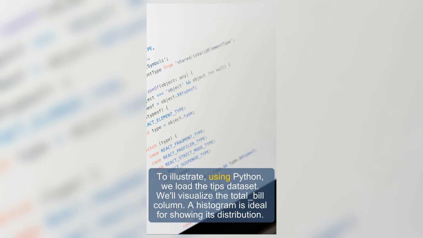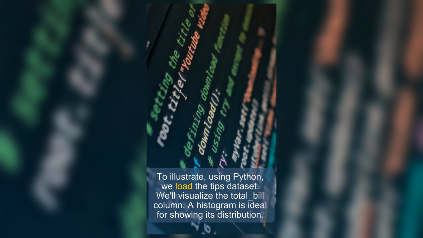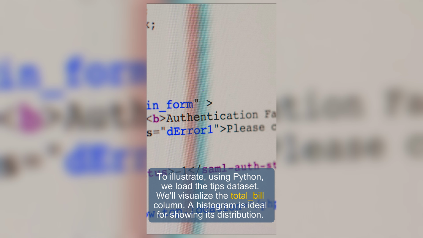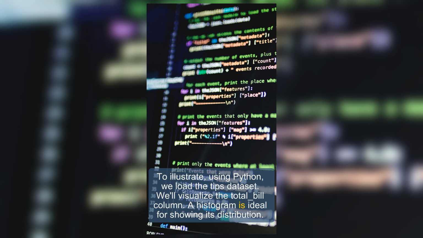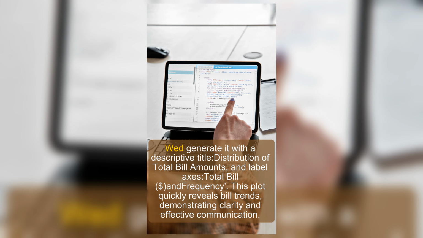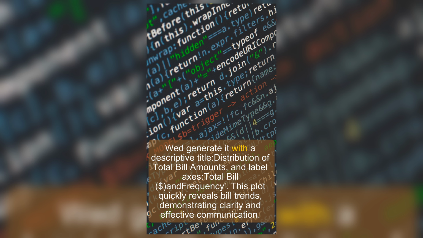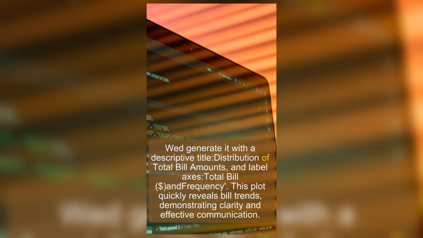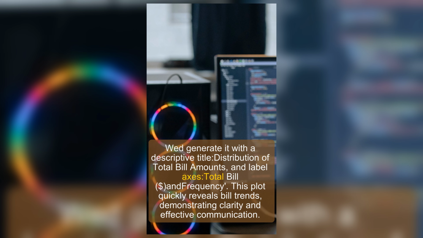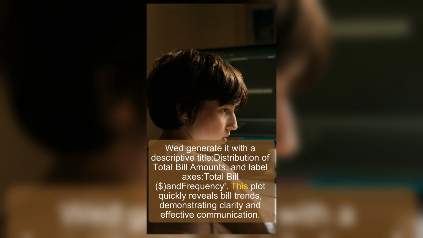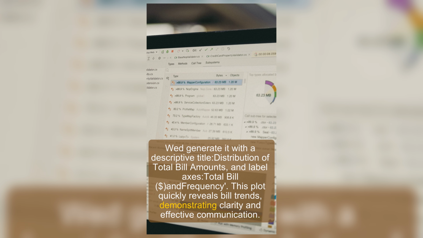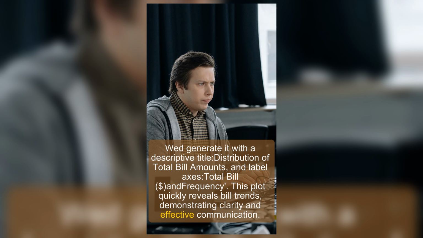To illustrate, using Python, we load the tips dataset. We'll visualize the total_bill column. A histogram is ideal for showing its distribution. We'd generate it with a descriptive title, "Distribution of Total Bill Amounts," and label axes, "Total Bill ($)" and "Frequency." This plot quickly reveals bill trends, demonstrating clarity and effective communication.